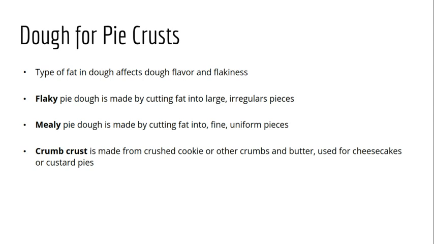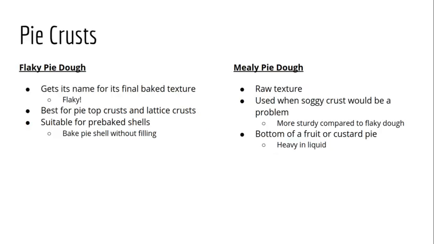So you have that dough, which is typically just made from your fat source, flour, salt, and then typically just water, and that's about your pie dough. But you also have the crumb crust that is kind of the outlier. Think about if you've ever had cheesecake. Cheesecake typically comes in a crumb crust, and that's where you take crushed cookies or other crumbs and butter, and you just blend that together and push it down on the pan. So it's typically used for cheesecakes or custard pies too. So again, just some differences between the flaky and the mealy pie dough.